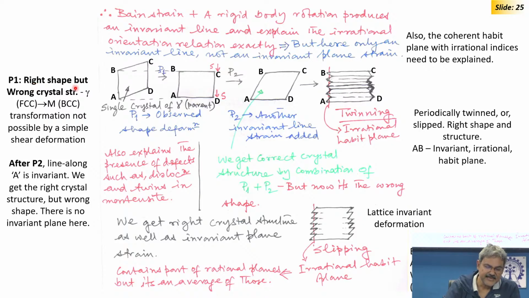So, here we end up with the right shape, but the wrong crystal structure, because the transformation is not possible by a simple shear deformation. We know that a simple shear cannot give you the full transformation; there is a rotation also involved, okay? And it actually gives you the wrong crystal structure. So, what you need now, you keep the AD plane fixed.